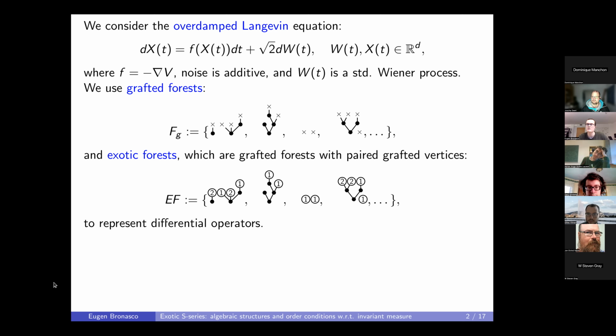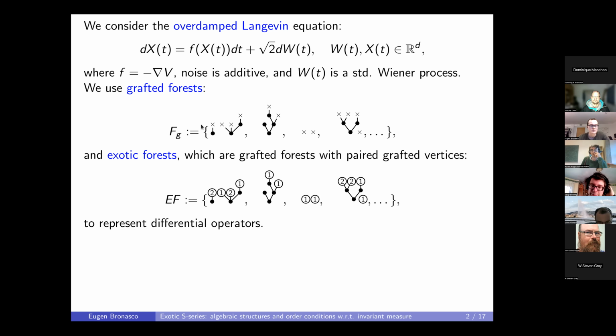Grafted forests are bicolored forests in which there are two colors, black vertices and grafted vertices. I'll try to show with my pointer. The black vertices correspond to the vector field f, and the grafted vertices correspond to the noise. Since edges correspond to a covariant derivative, the grafted vertices cannot have incoming edges.